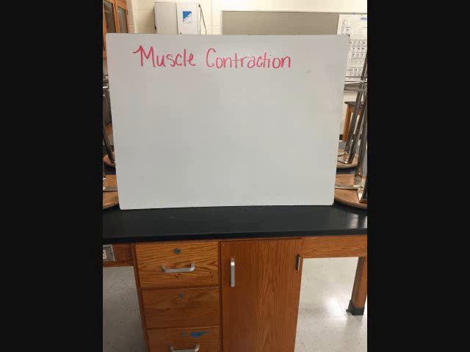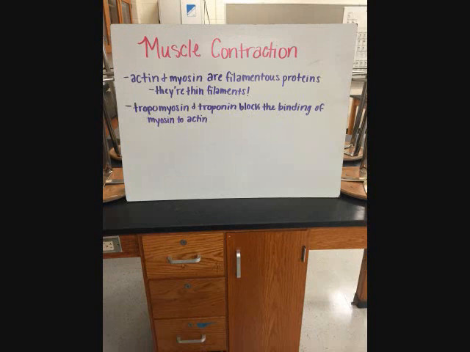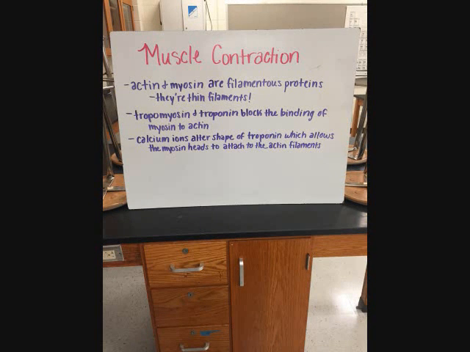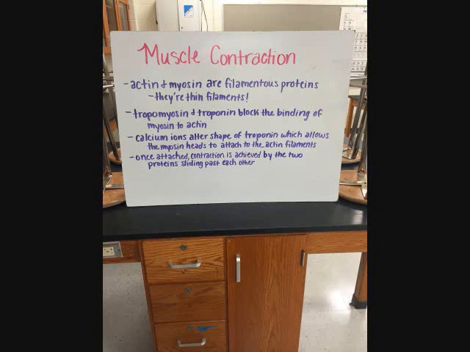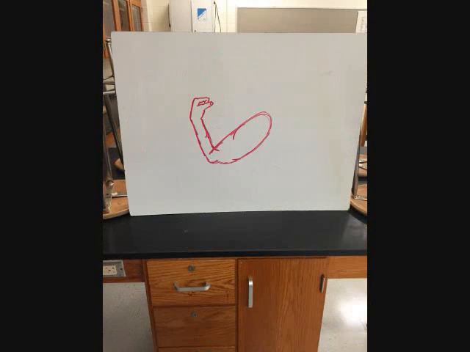Okay, so the next part of this question has to do with muscle contractions. So in order for a muscle contraction to occur, the actin and myosin are present, which are filament proteins. They're really thin. And then the tropomyosin and troponin, which are proteins, block the binding of the myosin to actin. And then calcium ions alter the shape of troponin, which allows the myosin heads to attach to the actin filaments. And then once they're attached, the contraction is achieved by the two proteins sliding past each other. And the myosin heads use ATP to attach to the actin filaments and detach as well. And all of this occurs just so you can curl your arm up into a muscle.